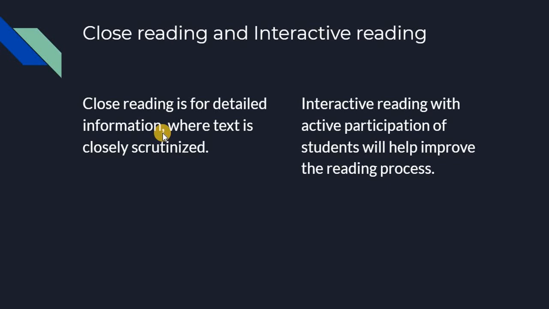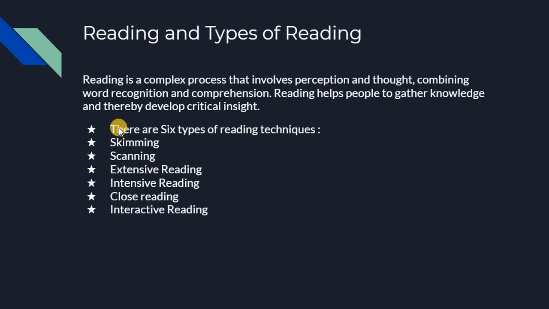So interactive reading happens with the active participation of the students. Students are asked to read. And sometimes if you are reading a particular play, the students will be asked to enact it. You will be asked to come to the front and enact it. It is an interactive manner of reading. It helps in improving the reading process. Now those were the 6 types of reading techniques: skimming, scanning, extensive reading, intensive reading, close reading and interactive reading.